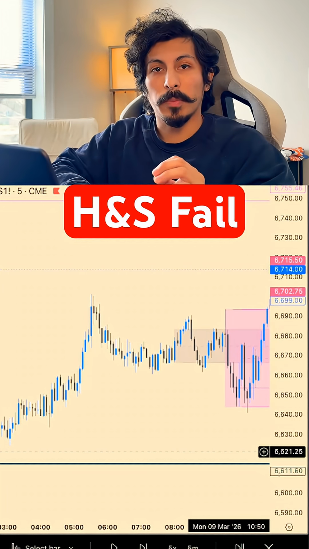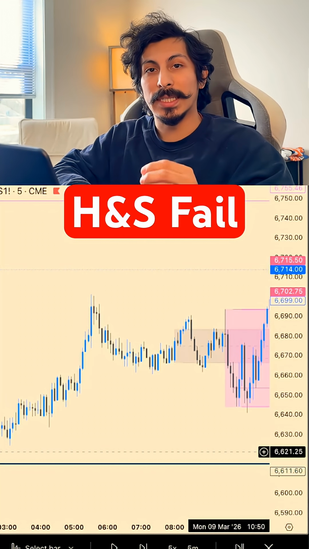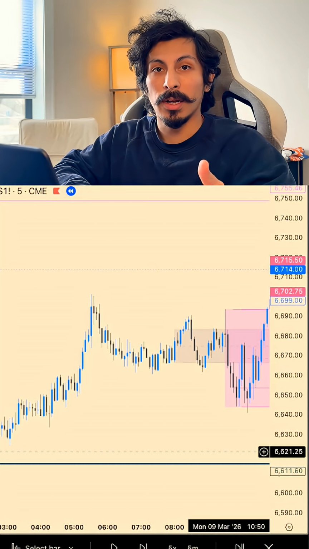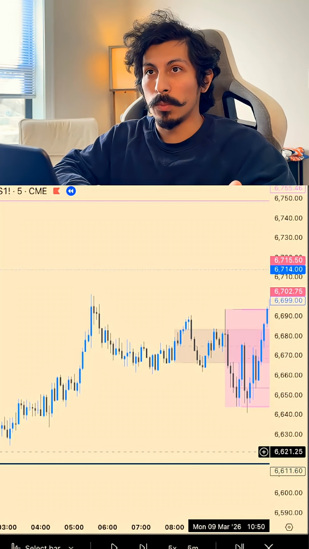There is one textbook pattern that most traders try to anticipate and it rarely ever plays out, and that is a head and shoulders pattern. So, in case you don't know what that is, let's just draw this out.